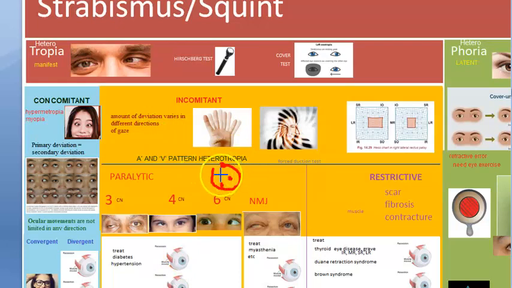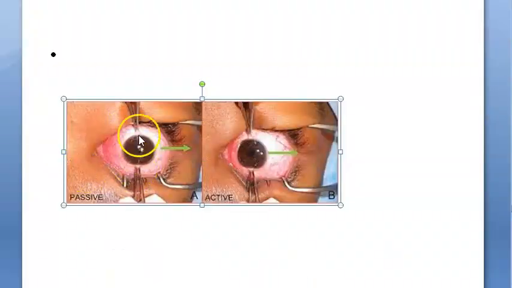Okay. If it is moving, that means it is paralytic. The nerve is not supplying correctly. But if it does not move, even when you pull, then it is restrictive. The muscle itself will be having a problem. So that's the forced duction test. Something like this. See, they are holding it and they are trying to move it.